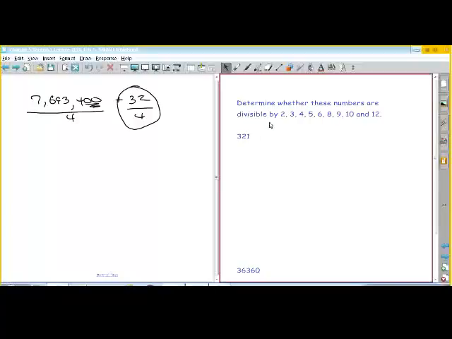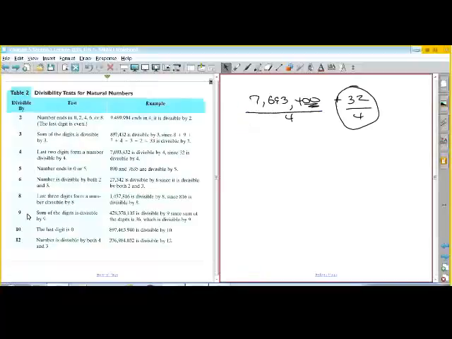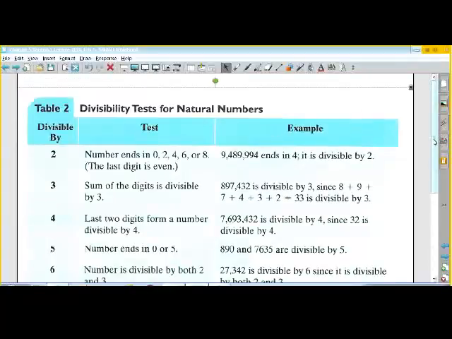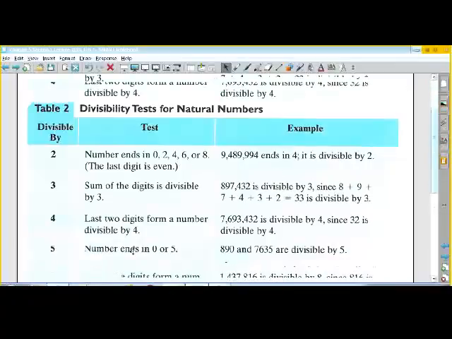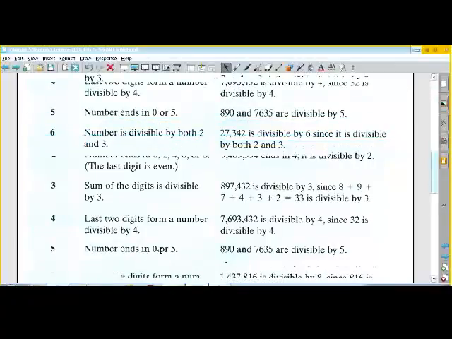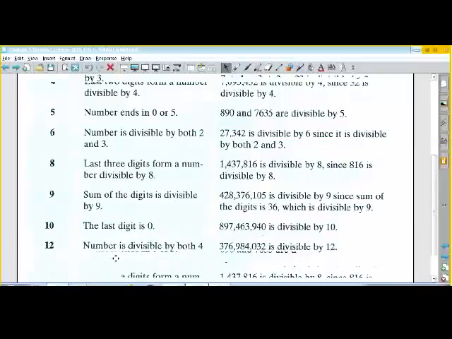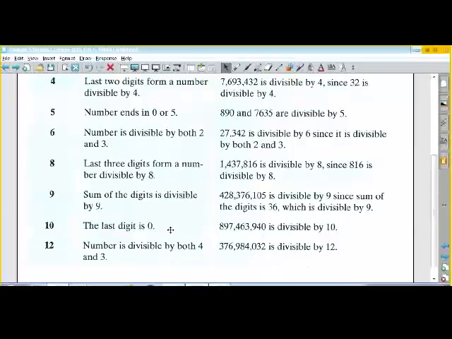So they've got a couple of problems in the book where they give you a number and they ask you whether this number is divisible by all of the numbers up to 12. And I forgot to mention 12. Because 12 is 4 times 3, it's kind of like 6, which was 2 times 3. So for a number to be divisible by 12, it has to be both divisible by 4 and divisible by 3. So we'd use the 4 rule and we'd use the 3 rule to see whether this is divisible by 12.